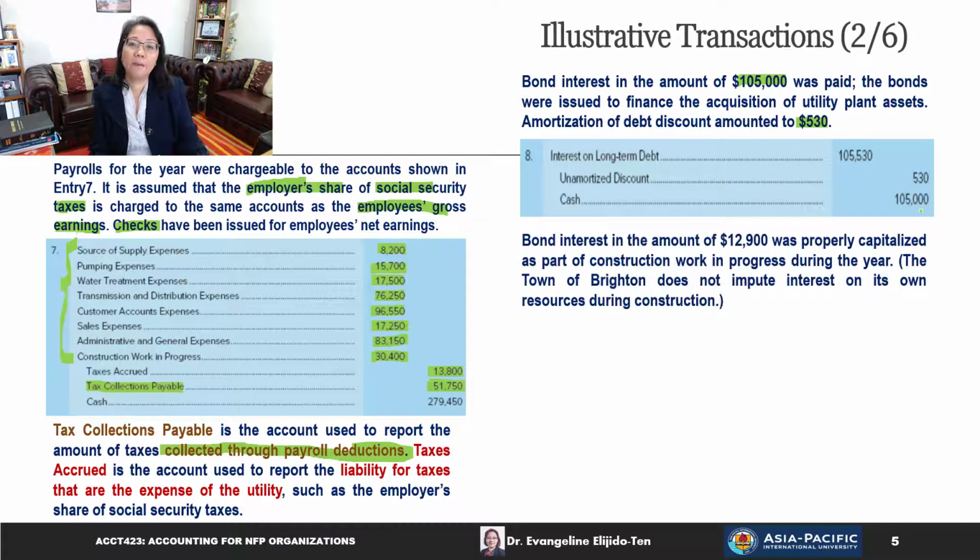Bond interest in the amount of 12,900 was properly capitalized as part of construction work in progress during the year.